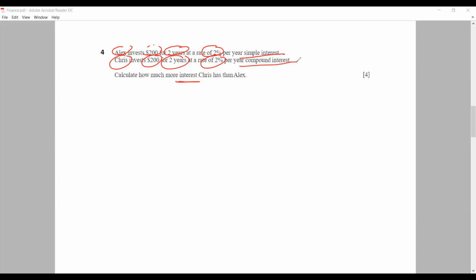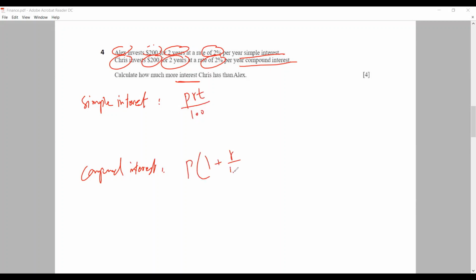So what we have to do, so for simple interest, this is the compound interest. Here we have PRT divided by 100. Here we have P times 1 plus R over 100 raised to the power of n minus P. So this is the compound interest. This is the simple interest.